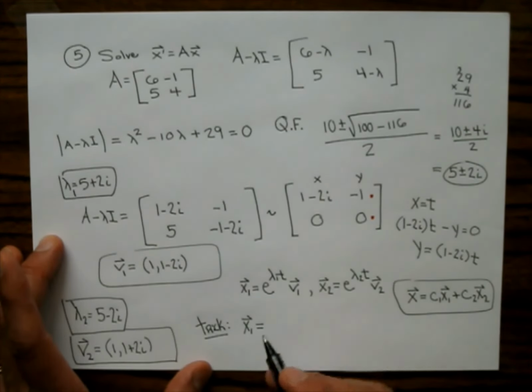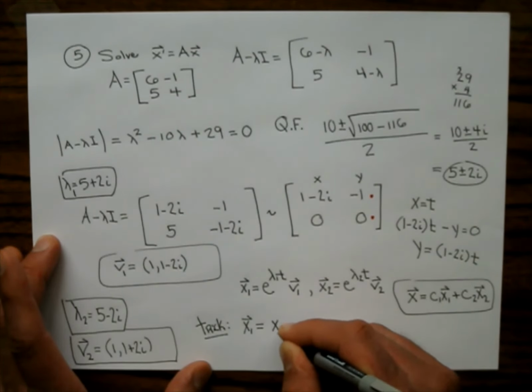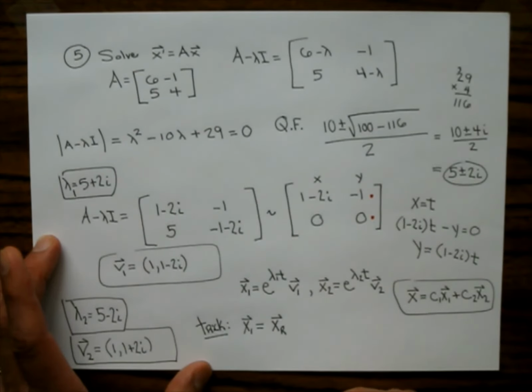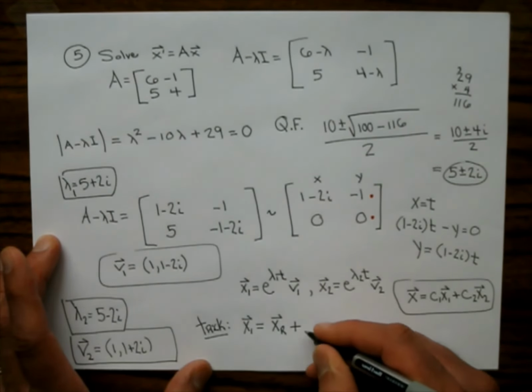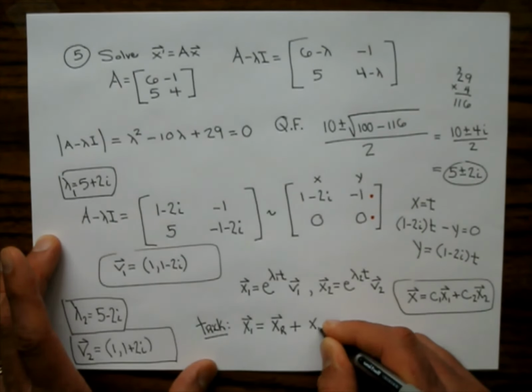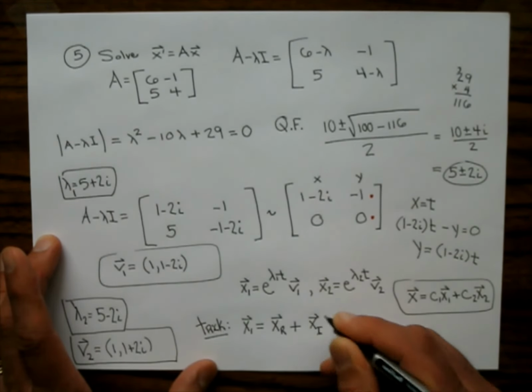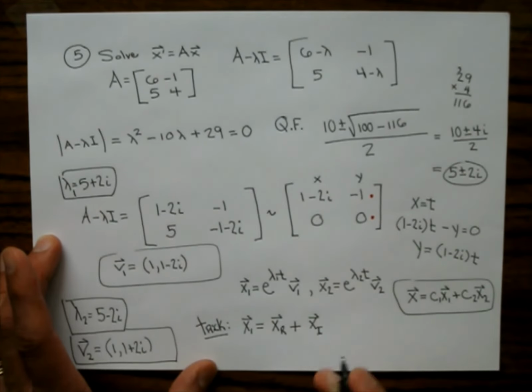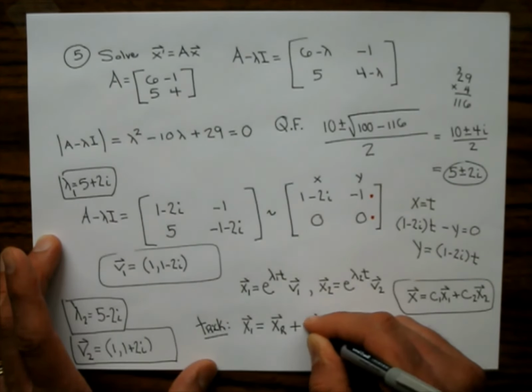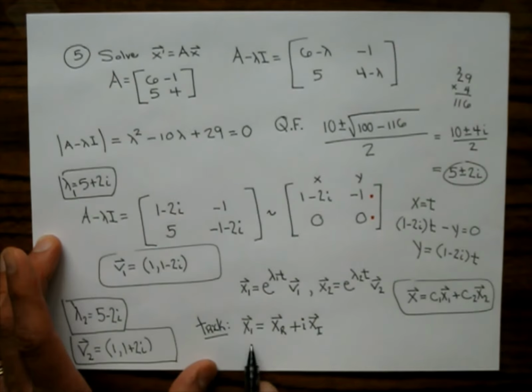x1 bar can actually be ripped apart into two vectors. The first vector, called xr bar, which is cool to say, doesn't have any imaginary stuff in it, doesn't have any i's in it. And the second part we'll call xi bar, which does have the i's in it, but I'm going to factor the i out front, so it looks like that. So x1 bar equals xr bar plus i xi bar.